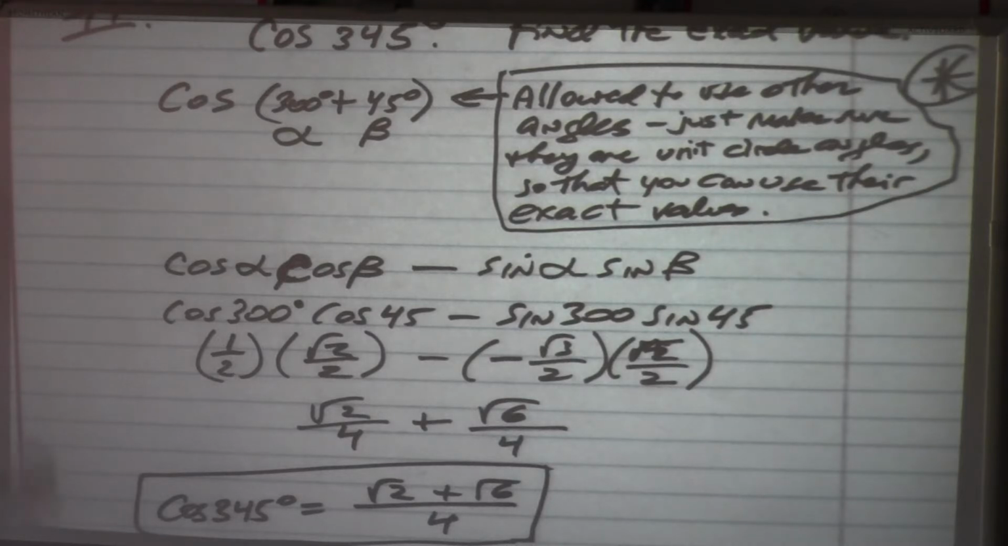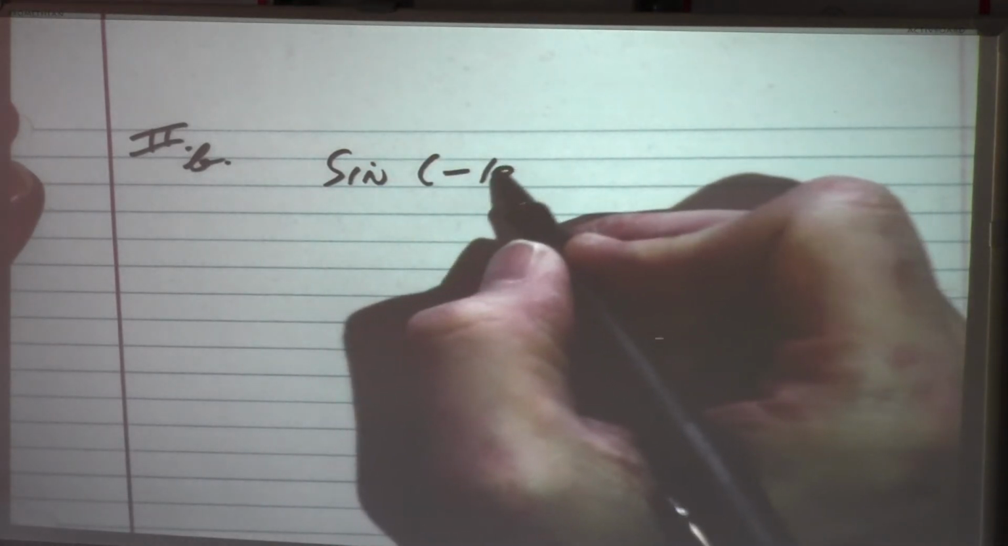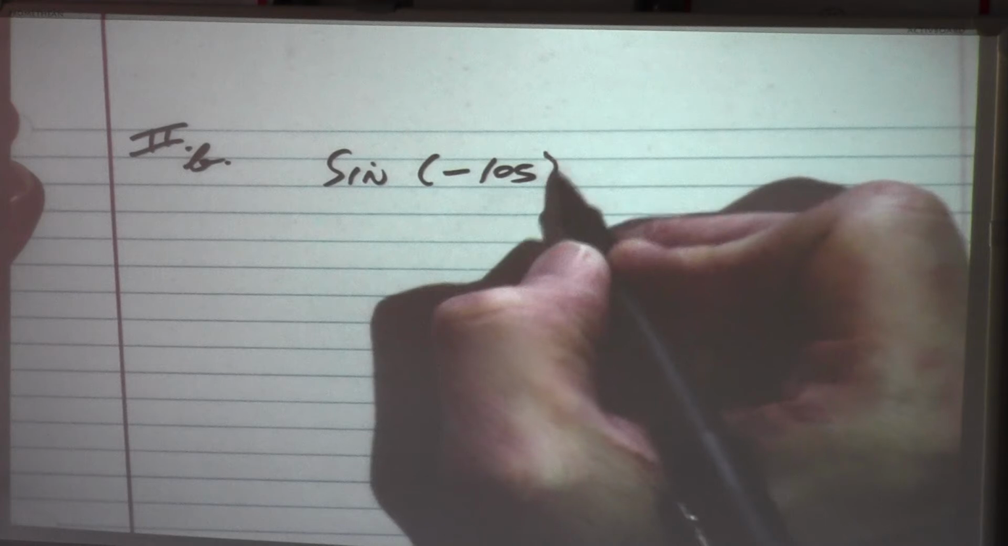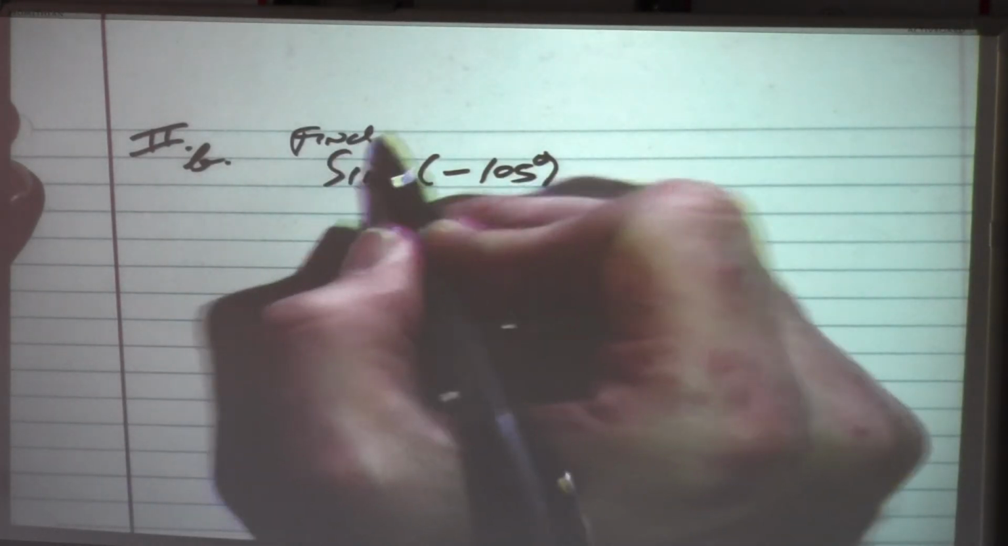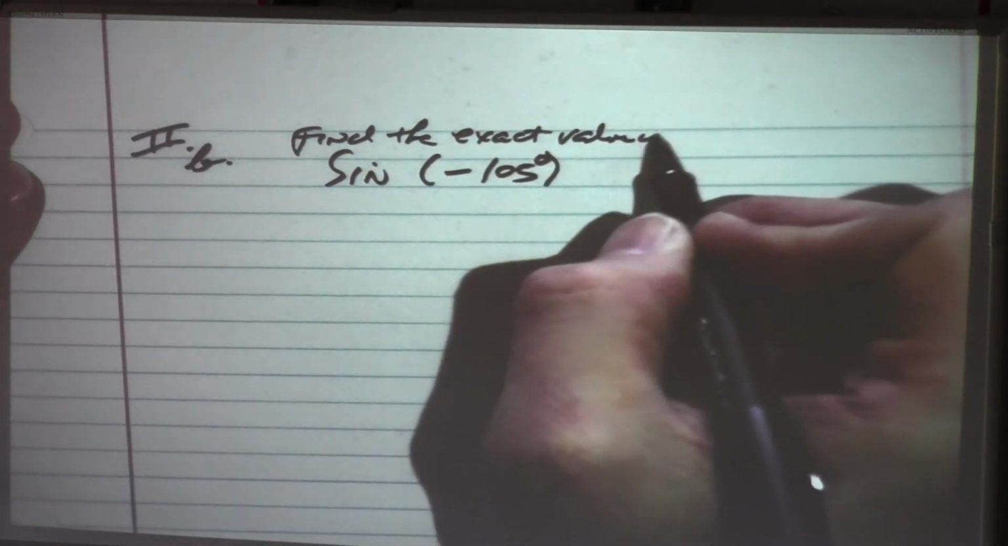Now let's do a second one of these examples. We'll call this one A. And so this will be 2, and this will be B. And this one is the sine of negative 105 degrees. And so it's find the exact value of that.